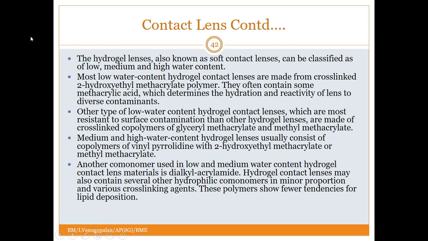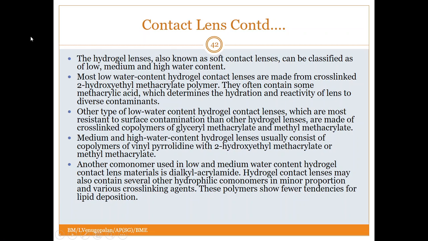And then you have medium and high water content hydrogel, which are liked by the eye because they're quite moist and quite comfortable, and they usually consist of copolymers of vinyl pyridine with 2-hydroxyethyl methacrylate or methyl methacrylate, right? So another comonomer used in low to medium water content hydrogel contact lenses is the dialkyl acrylamide, right? So hydrogel contact lenses may also contain several other hydrophilic comonomers in minor proportions and various cross-linking agents.